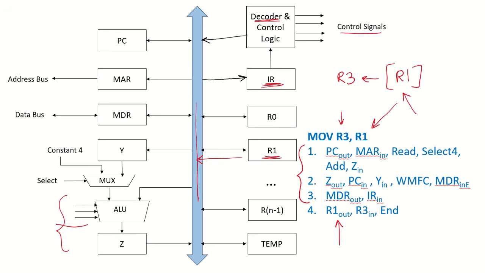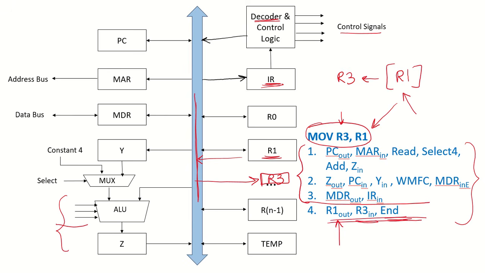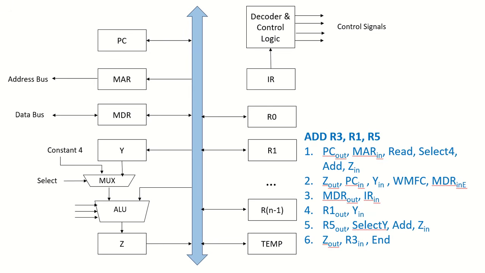Once the contents of R1 are available on this bus, we have to enable R3 in. So R3 in will allow the contents of the bus to go in register R3 over here. And this is the end of this set of instructions or micro instructions for this instruction Move R3, R1. So this set of control signals which are being generated are 3 cycles for the fetch and 1 for the execution part. Now let's check how this instruction Add R3, R1, R5 will be executed.